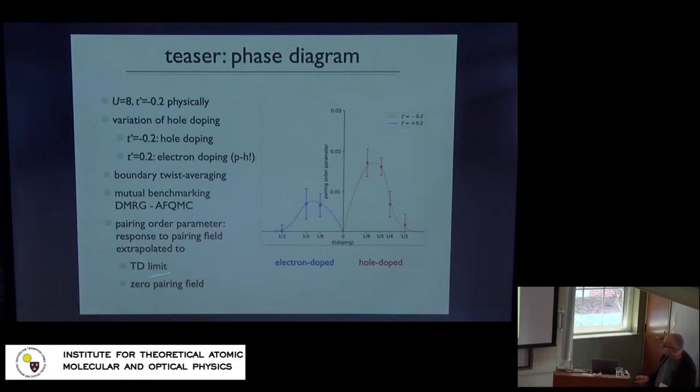It's the same spirit. We then mainly looked at the pairing order parameter, the response to a pairing field, and extrapolated that first to the thermodynamic limit and then to the limit of a zero pairing field. And that produced this result here as a function of doping for U equals 8. We find that the order parameter is strongest between, say, 1/8 and 1/5, not totally unexpected. And here there's also weaker superconductivity on the electron-doped side. And so, of course, you don't have to believe that. So let me spend a few minutes showing you a small selection of plots, how we went about that.